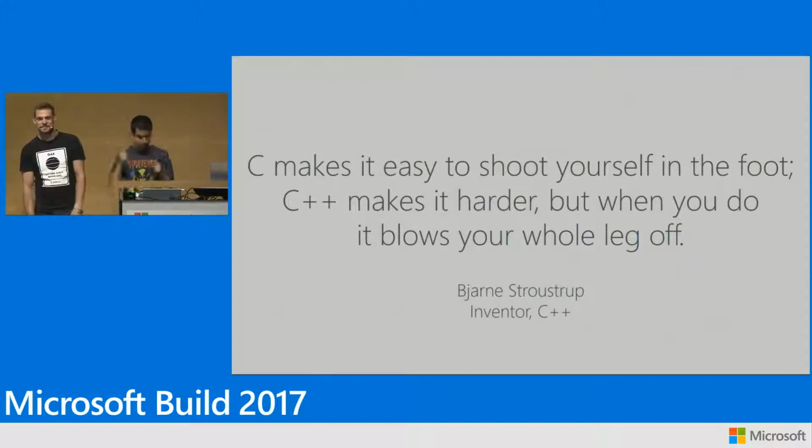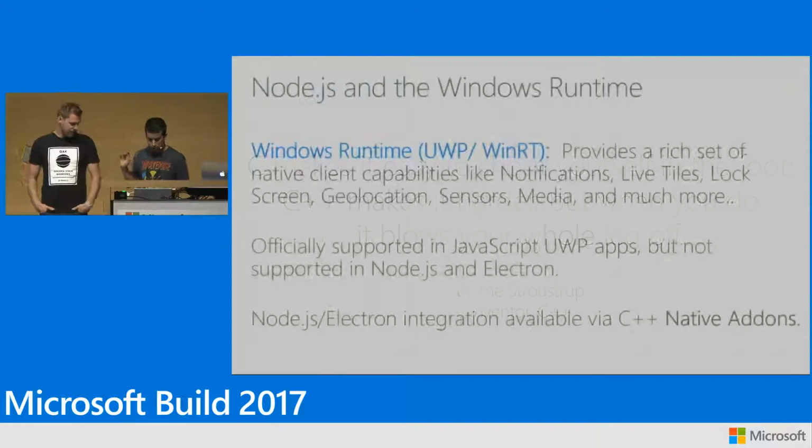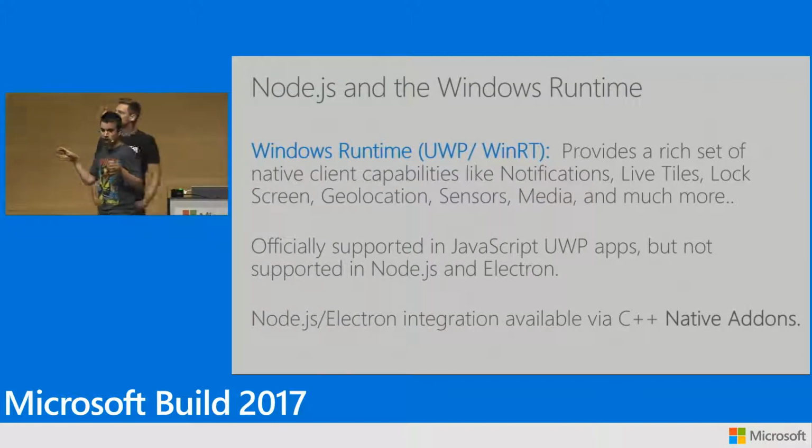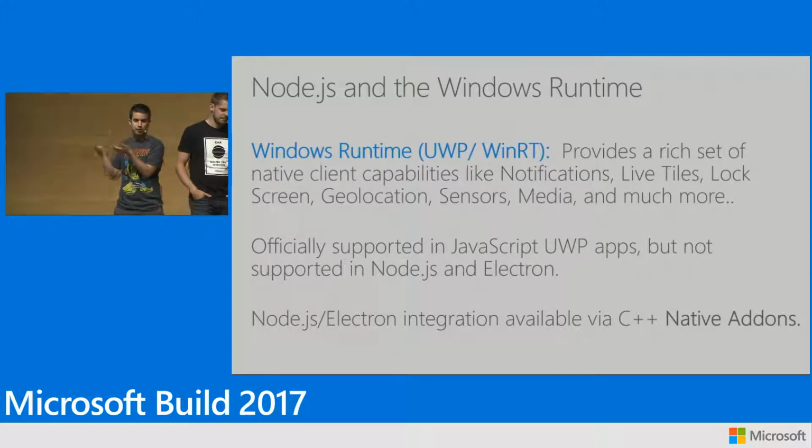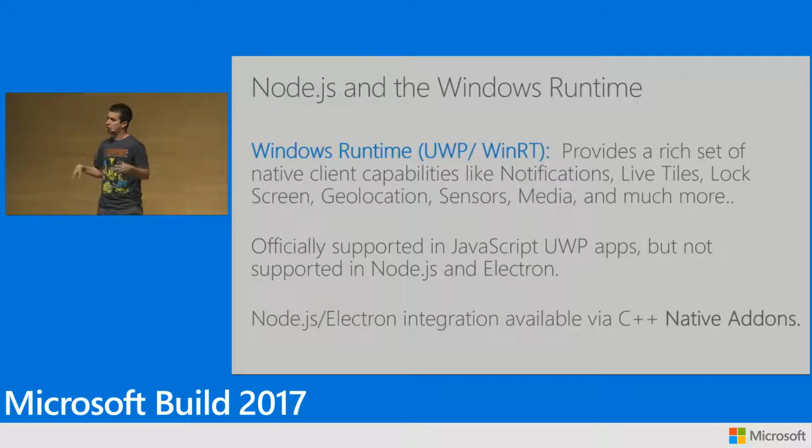OK, so thank you, Felix. So as Felix said, I guess you already know what WinRT or UWP is. It lets you do all these cool things with Windows, which basically show toast notifications, or change live tiles, lock screen, get the geolocation, and all of this other cool stuff that you can do with it. The UWP APIs are accessible for JavaScript if you write a UWP app. You can write an app in JavaScript, and you can call those APIs from JavaScript.